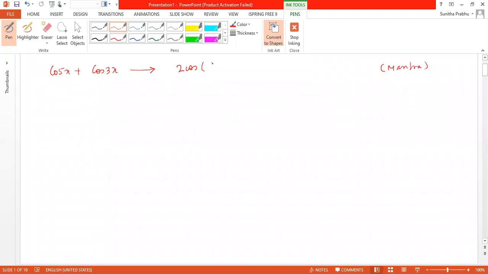So it's 5 plus 3 divided by 2, that's 4x. And the other one is 5 minus 3 divided by 2, so it's x. Very good.